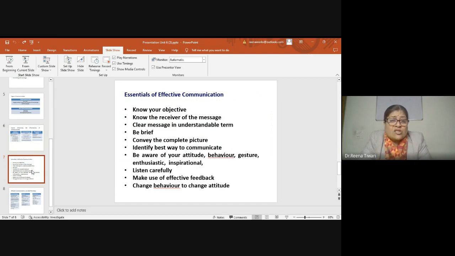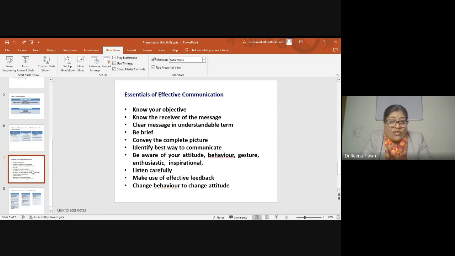So the head teacher needs to be very brief for effective communication, and convey not only what is to be communicated, but what is to be achieved. That is, the complete picture needs to be conveyed by that message, and the best way to communicate should be identified.